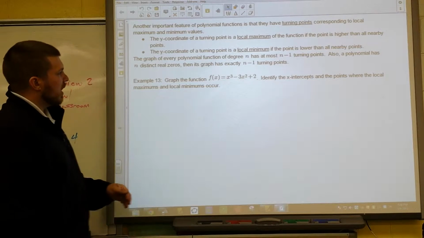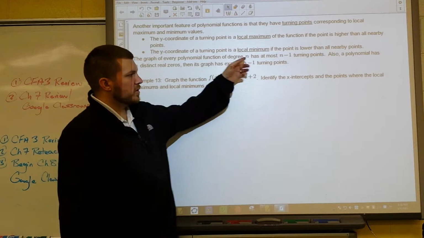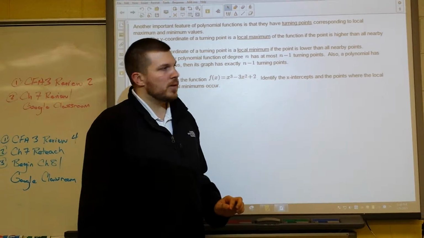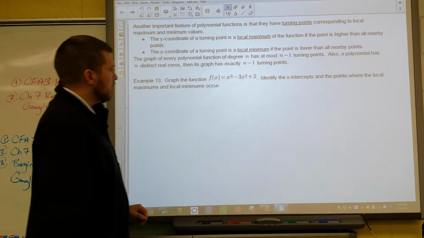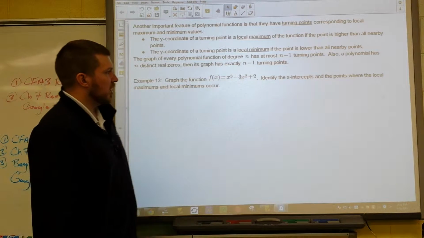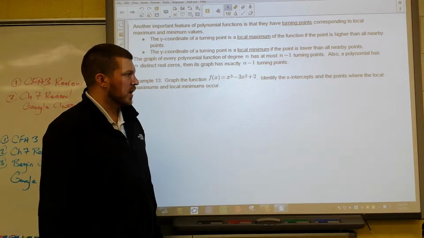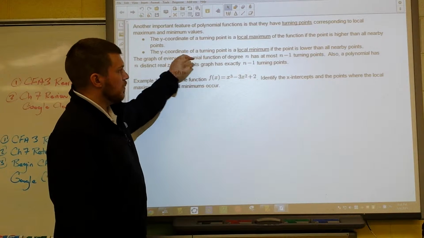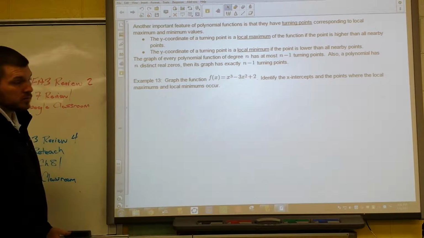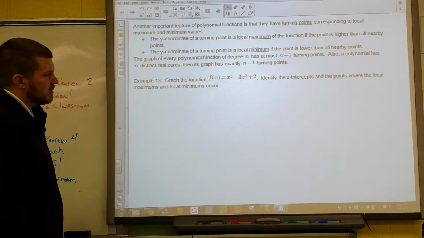And we have a rule: the graph of every polynomial function of degree n, again, n is our highest power in our polynomial, has at most n minus 1 turning points. Also, if a polynomial has n distinct real zeros, then its graph has exactly n minus 1 turning points. So, an important rule right here, you probably want to definitely highlight that. Kind of difficult to understand what it means, but hopefully it'll make sense.